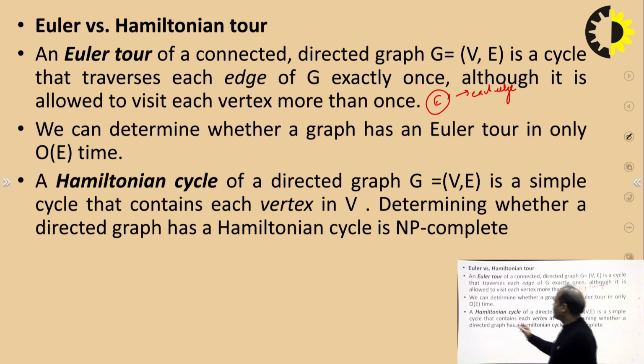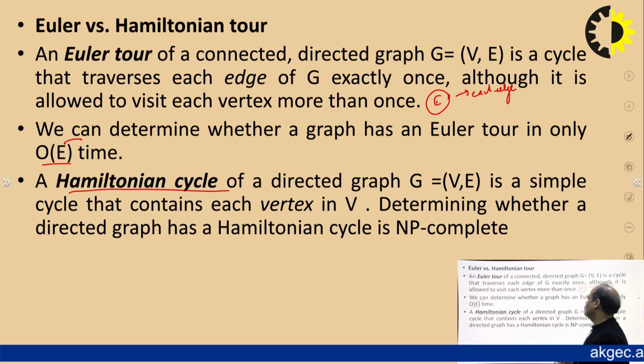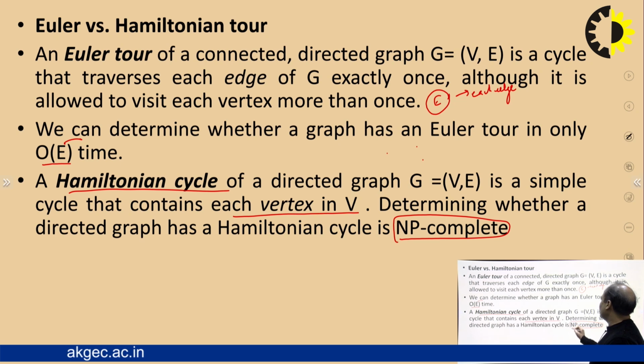So this problem can be solved in order of E time, where E is the number of edges. This means it is still in polynomial time. The second category is the Hamiltonian cycle. In a Hamiltonian cycle, you visit every vertex exactly once. It is a simple cycle that contains each vertex in V. And we know that finding a Hamiltonian cycle is not going to be in polynomial time, so it is categorized as an NP complete problem, solved in exponential time.